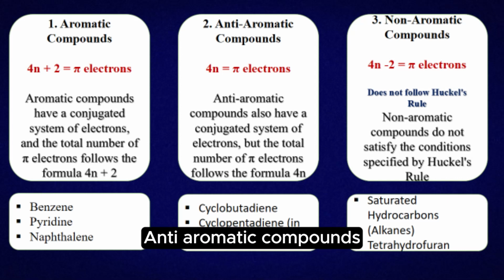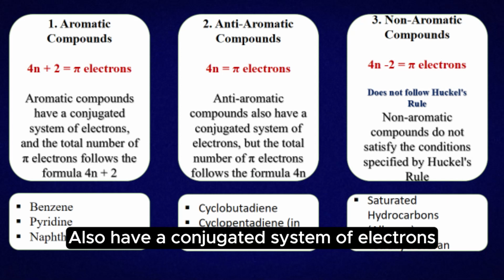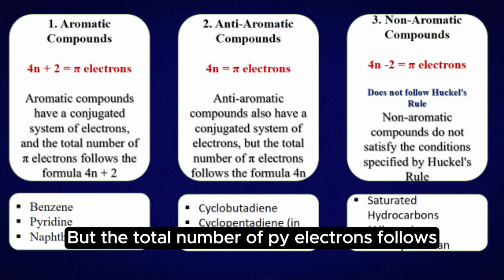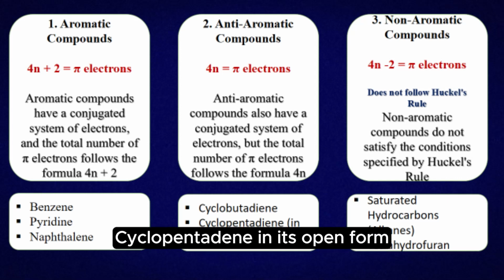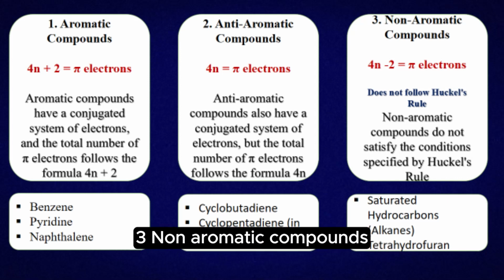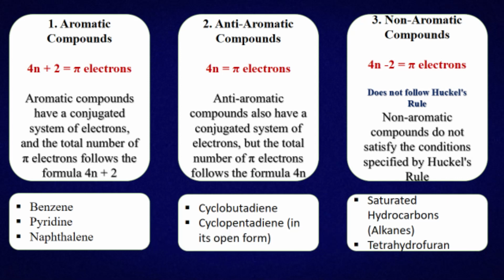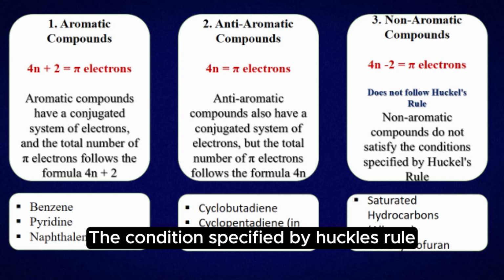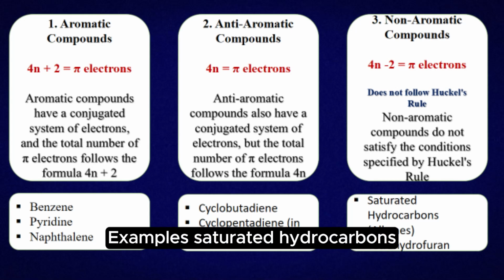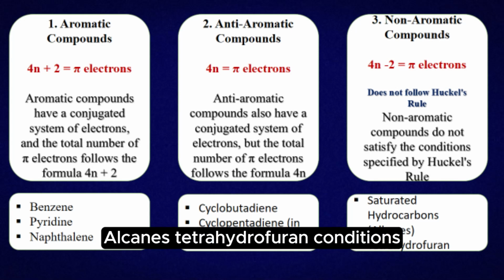2. Antiaromatic compounds: 4n equals pi electrons. Antiaromatic compounds also have a conjugated system of electrons, but the total number of pi electrons follows the formula 4n. Examples: cyclobutadiene, cyclopentadiene in its open form. 3. Non-aromatic compounds: 4n minus 2 equals pi electrons. Does not follow Huckel's rule. Non-aromatic compounds do not satisfy the conditions specified by Huckel's rule. Examples: saturated hydrocarbons, alkanes, tetrahydrofuran.